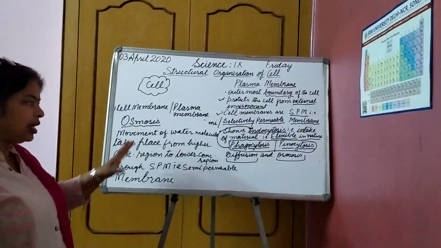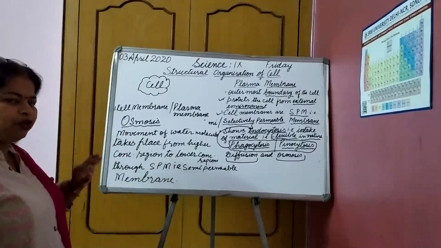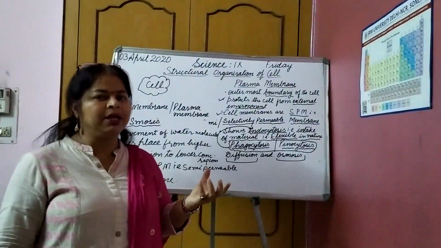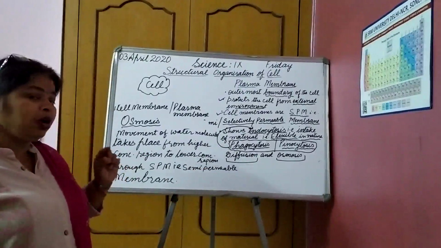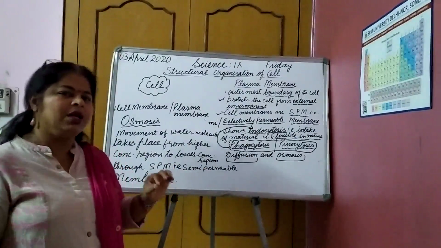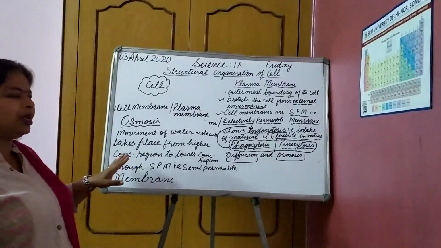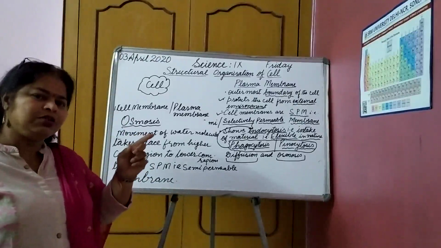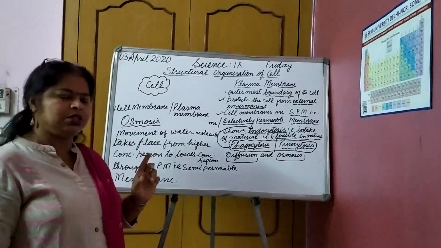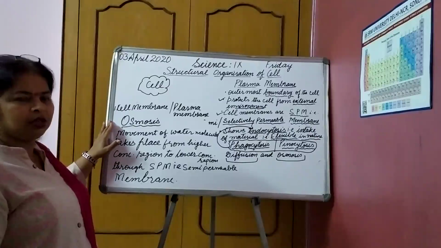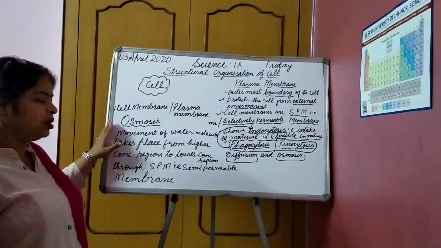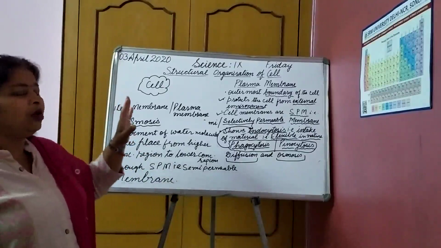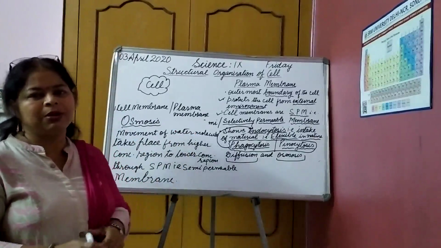Okay, so can you correlate both the terms? Diffusion was movement of any particle. It can be solid, it can be gaseous, or it can be any liquid also. But if the movement of water is taking place through SPM, from higher concentration region to lower concentration region, we call it osmosis. So I hope it is clear to everyone what is osmosis, what is diffusion, and what are the functions of plasma membrane.